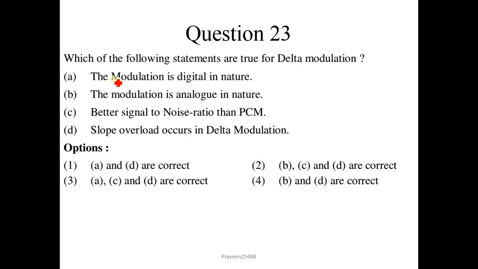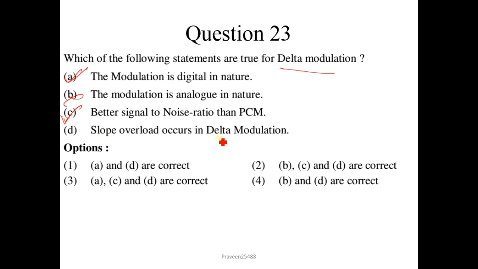Question number 23. Which of the following statements are true for delta modulation? The modulation is digital in nature. So this is correct. Modulation is analog in nature. This is not correct. Better signal to noise ratio than PCM. Delta modulation has better SNR than PCM. So this is also correct.